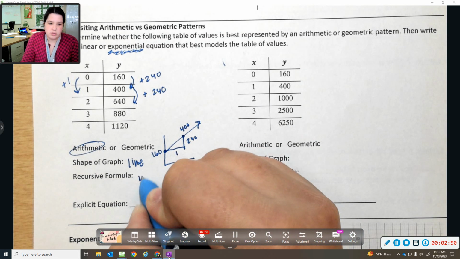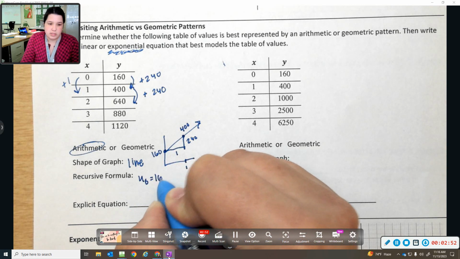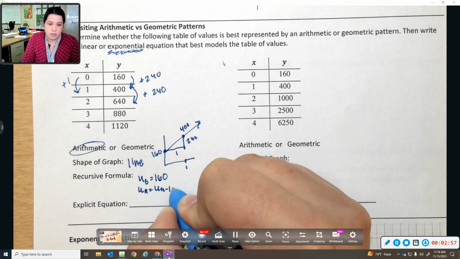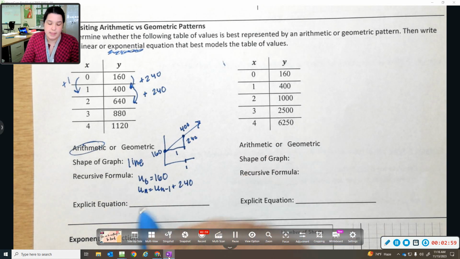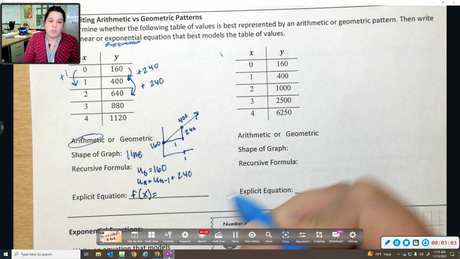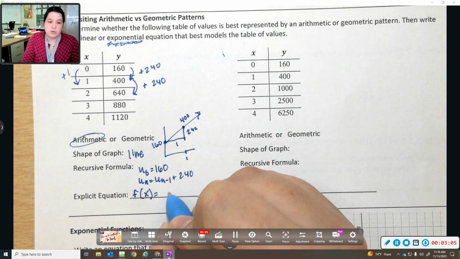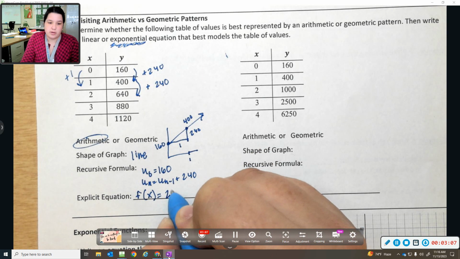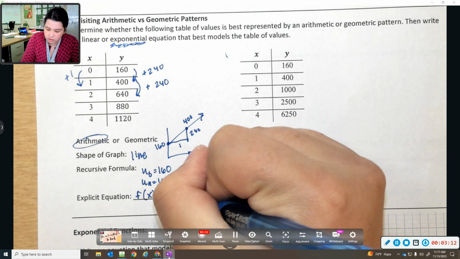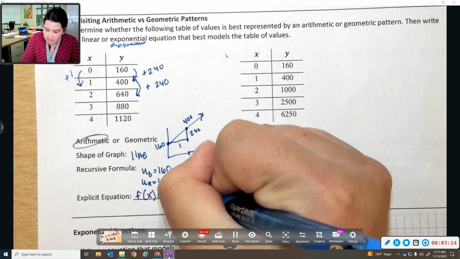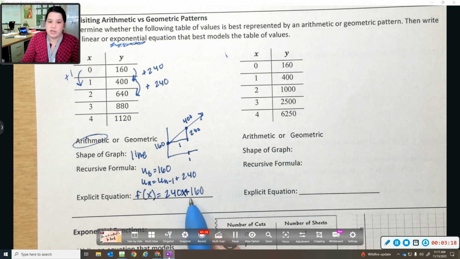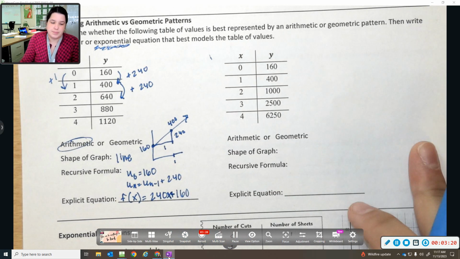It's going to be U0 is equal to 160, and then Un is equal to Un minus 1 plus 240. And then the explicit is when it's f of x, or y, is equal to the y-intercept, which is, no, not 240, sorry. It's 240x plus 160. So our slope is 240, our y-intercept is 160.